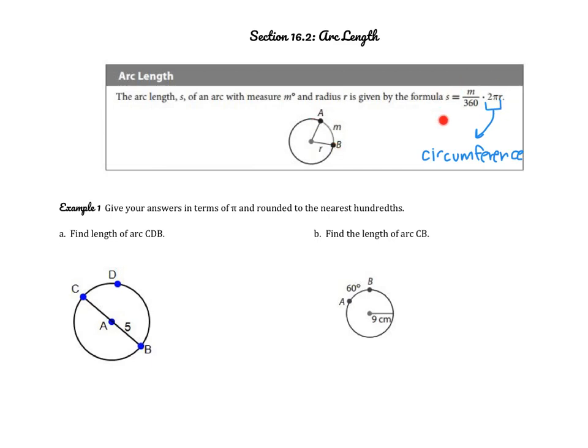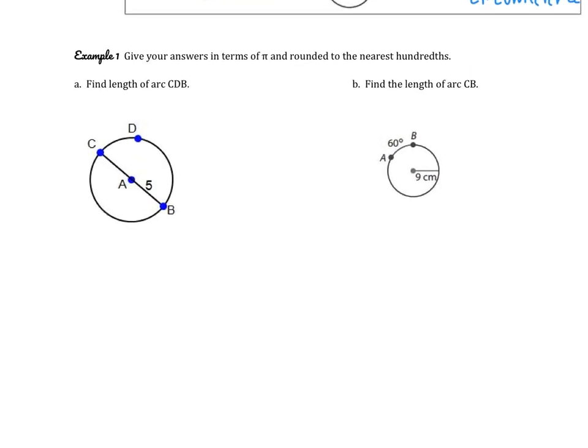Again, here's the formula: the measure of the angle in degrees divided by 360 times 2 pi r, the circumference of the entire circle. You do need to know two things to do this: the measure of your arc and the radius of your circle. Okay, let's see if we can use that formula for the problems in example 1.